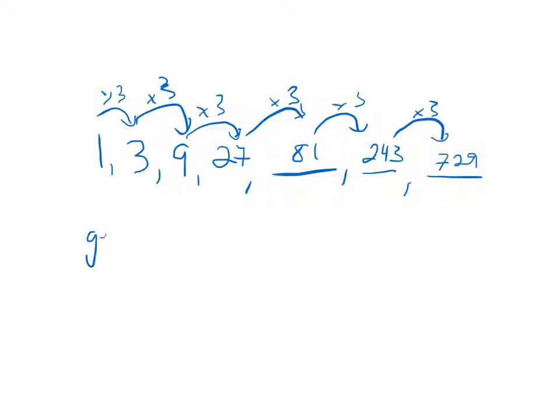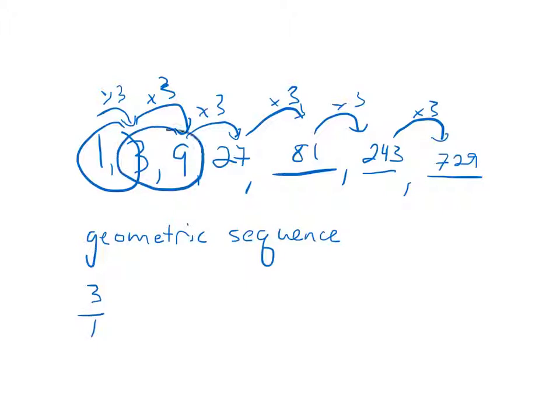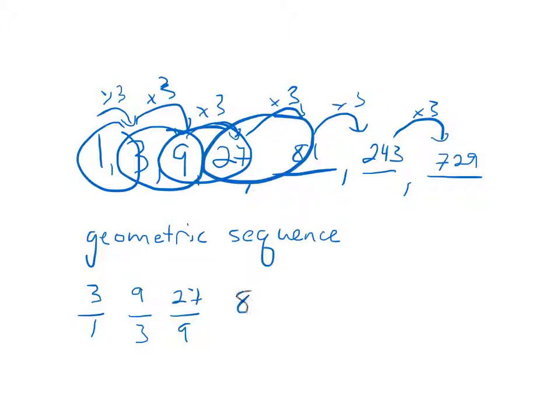Now this type of sequence is called a geometric sequence, because it has a constant ratio between the terms. If I were to take the first 2, that would be 3 over 1. Or if I were to take the second 2, that would be 9 over 3. Or the third 2, 27 over 9. Or the fourth 2, 81 over 27. I can reduce all of those to 3.